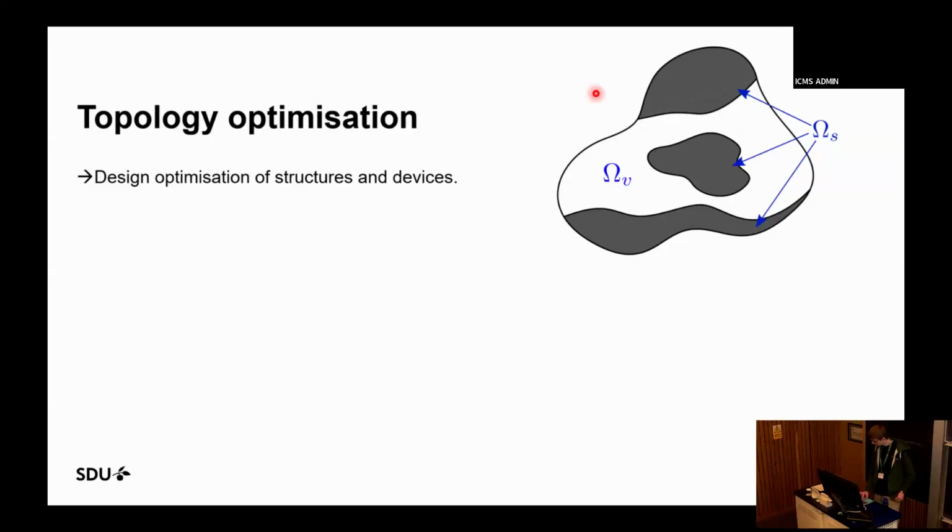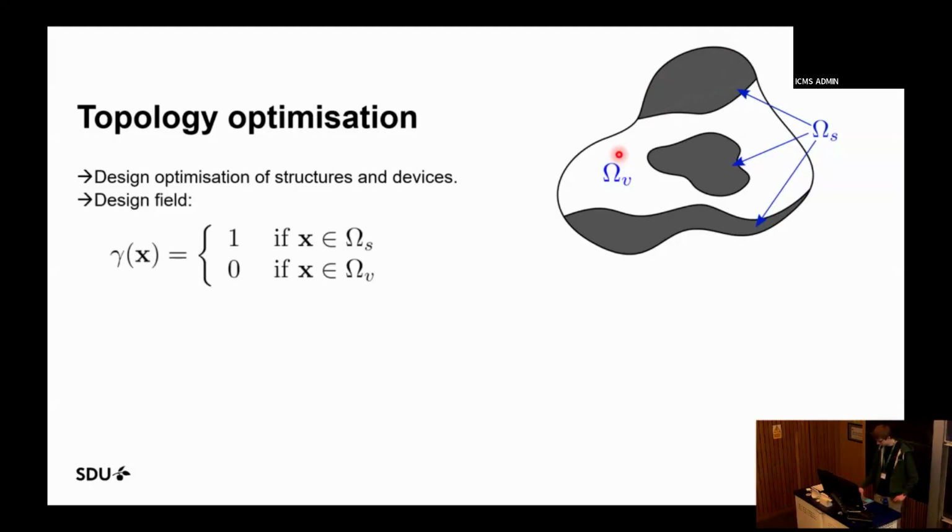subdomains. So we have one domain which is filled with one material, which we call the solid material, and another domain, subdomain, where it's filled with another material, which we call the void material, typically. And then what we do is we define an associated design field, which we call gamma. So it's a function of position, and it's equal to 1 in regions where there is solid, and 0 in regions where it's void.